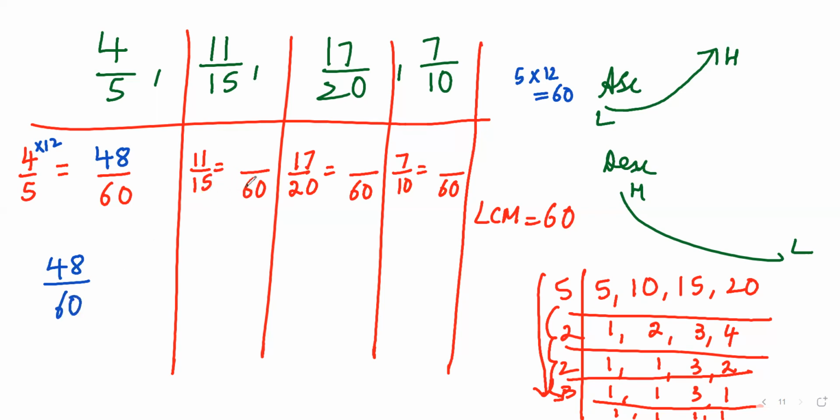Okay, 11 upon 15. 15 will go how many times into 60? 15 4s are 60, isn't it? 15 into 4 is 60. Now I'll write it down here. So multiply the numerator 11 by 4. 11 4s are 44. So we'll write it down here.